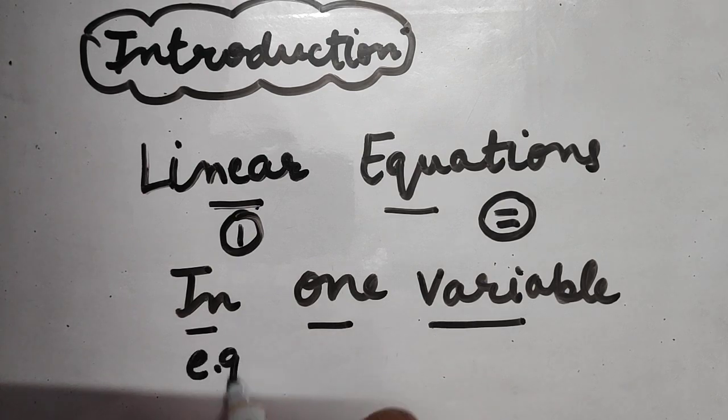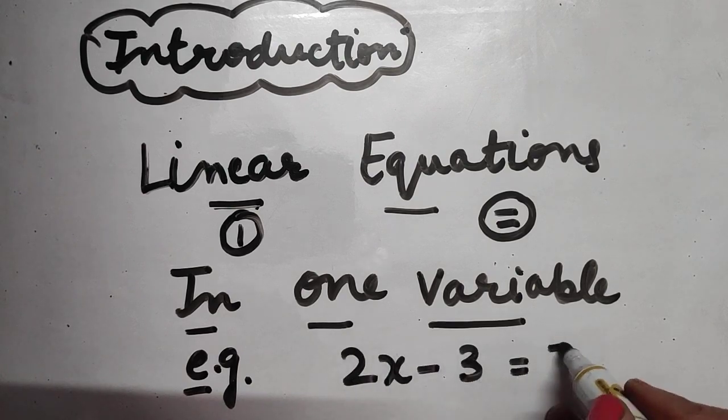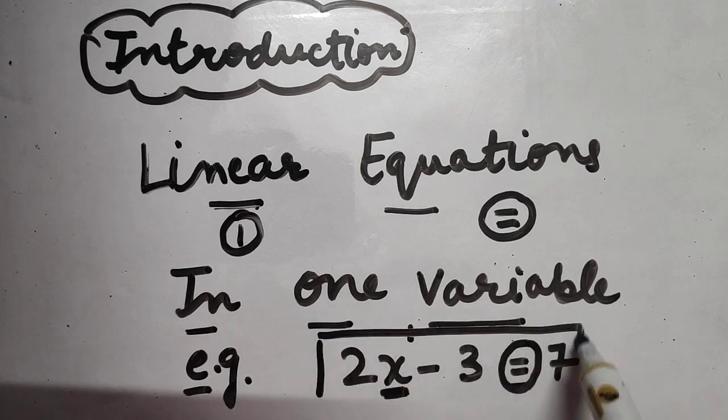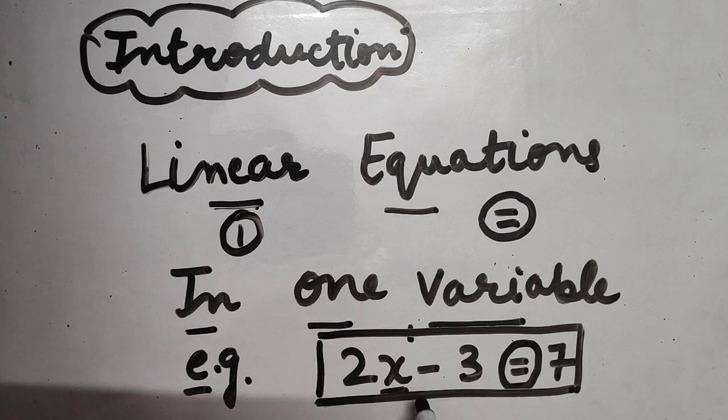For example, 2x minus 3 is equal to 7. You can see in this equation, the highest power of the variable is 1. Here, what is the power of variable x? That is 1. So this is obviously linear. Equation means it is having an equality sign, so we can say this is an equation. One variable, only x is unknown to us. So this is an example of a linear equation in one variable. You can see many examples like this.